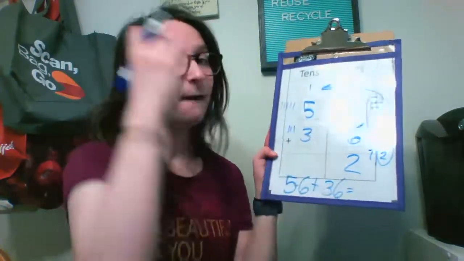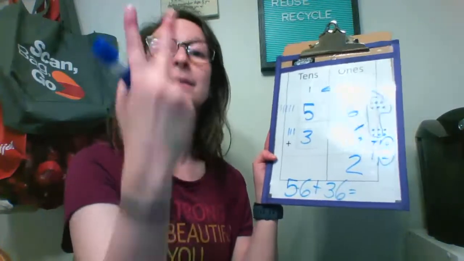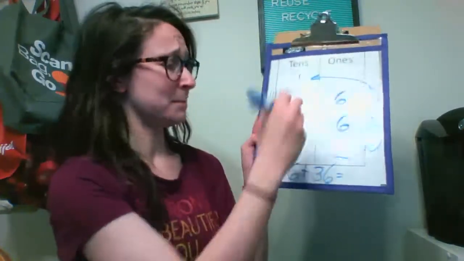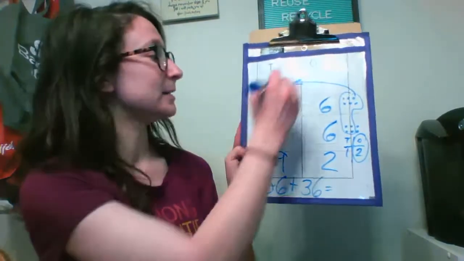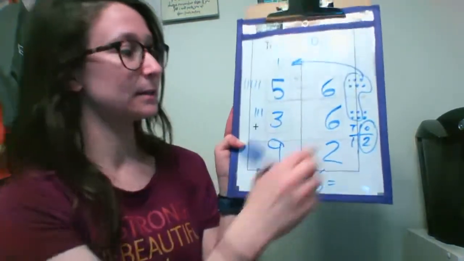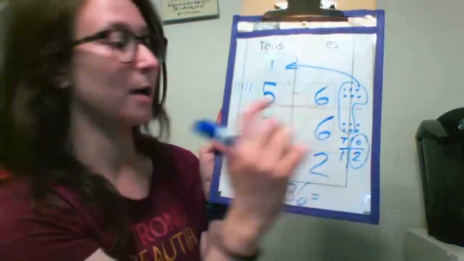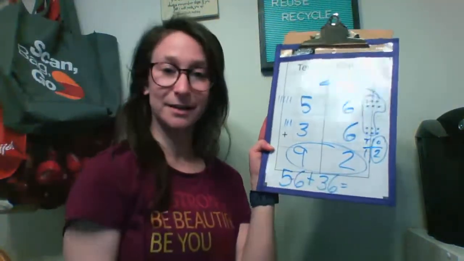5 plus 3, 5, 5, 5, 6, 7, 8. Add one more, 9. 92 is 9 tens and 2 ones. And that is our answer. All right, let's do one more together. Let me erase my board.